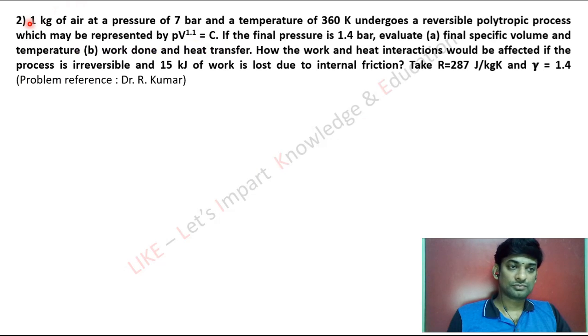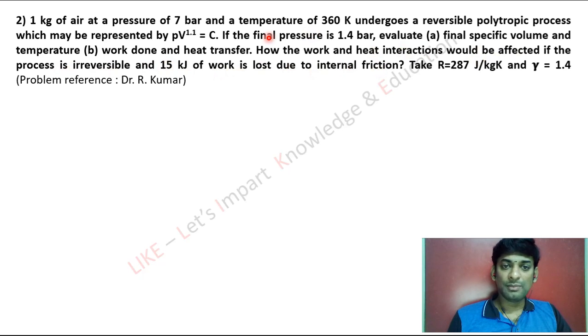Problem number 2. 1 kg of air at a pressure of 7 bar and a temperature of 360 Kelvin undergoes a reversible polytropic process which may be represented by PV^1.1 = constant. If the final pressure is 1.4 bar, evaluate (a) final specific volume and temperature, (b) work done and heat transfer. How would the work and heat interactions be affected if the process is irreversible and 15 kJ of work is lost due to internal friction?